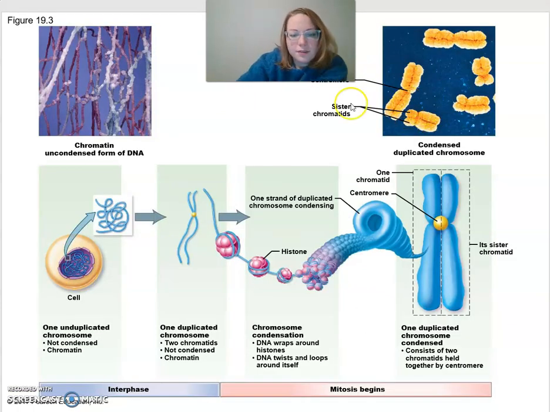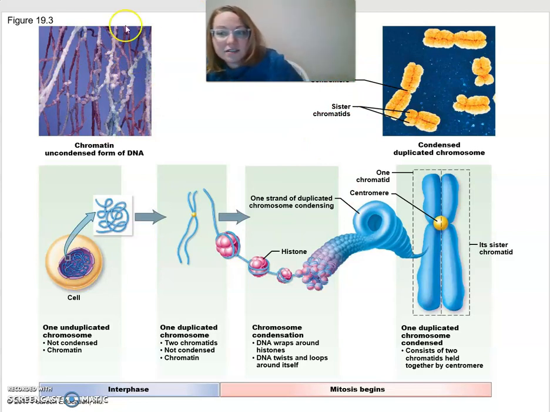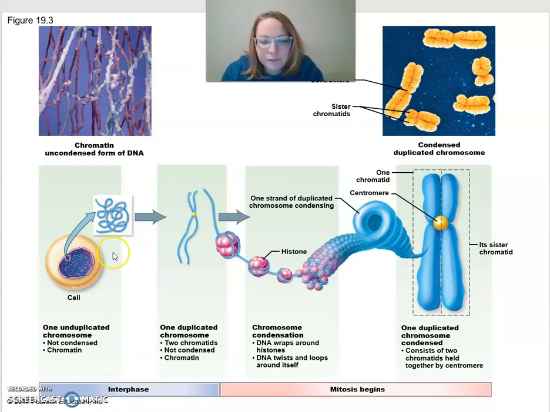So this is a pretty view from our book showing chromatin, where the DNA is uncondensed, it's string-like, it's being read. And then we divide and make a second copy of each chromosome so that we can give one to each new cell. And so our DNA is going to start condensing. It's going to start wrapping around those histone proteins and become visible chromosomes at the beginning of mitosis.